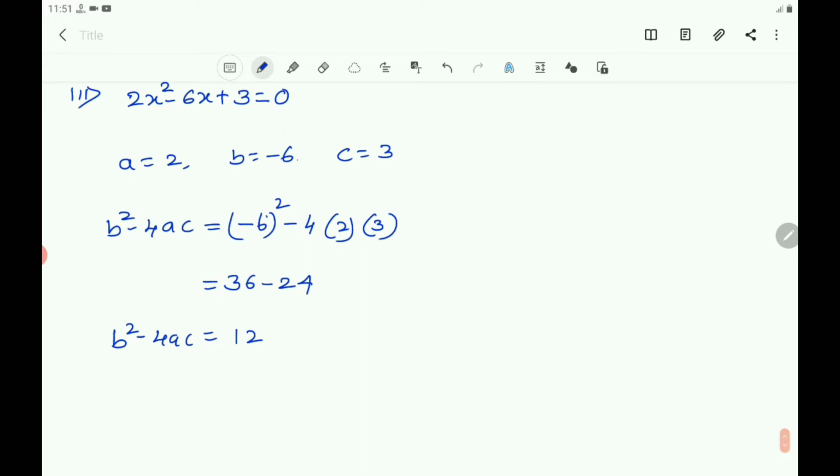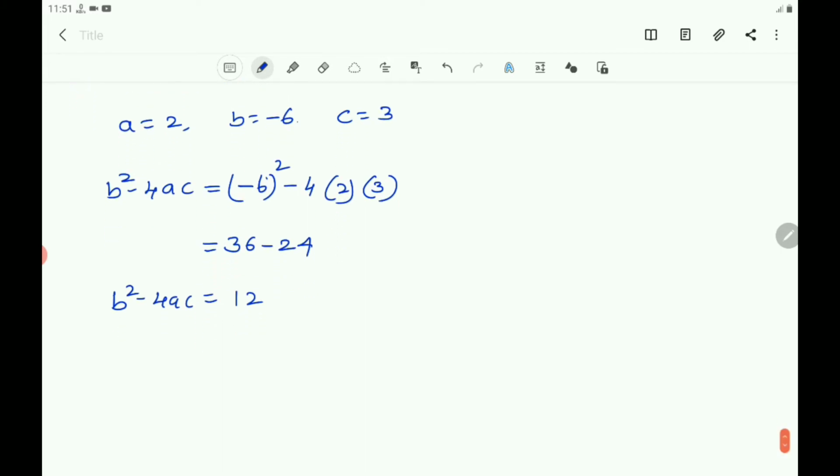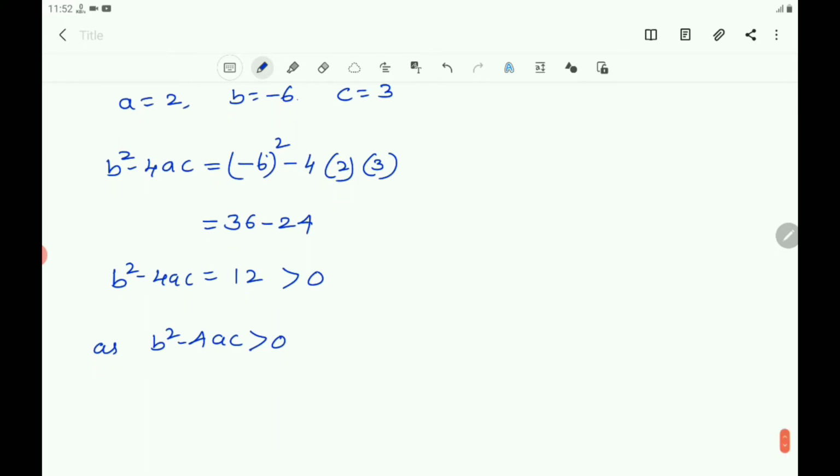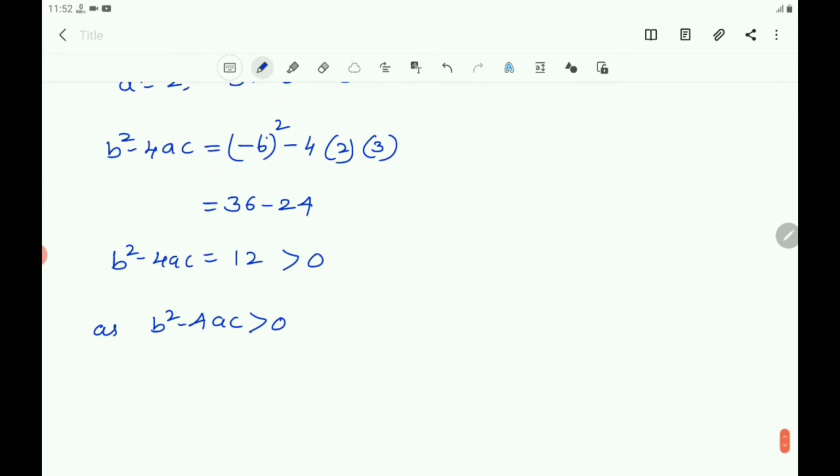That is 12, and it is greater than 0. As b² − 4ac is greater than 0, real roots exist. The roots are real and distinct.